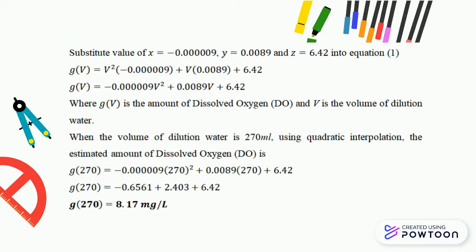So we will substitute all the values of X, Y, and Z that we have calculated before into equation 1. And the value of V we will substitute as 270. So the final answer you will get is 8.17 milligram per liter.